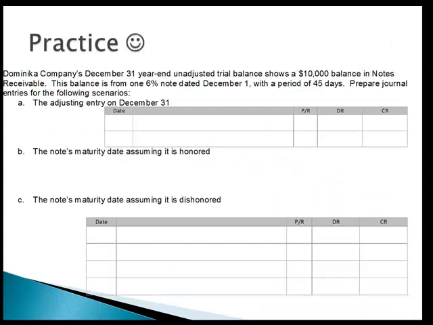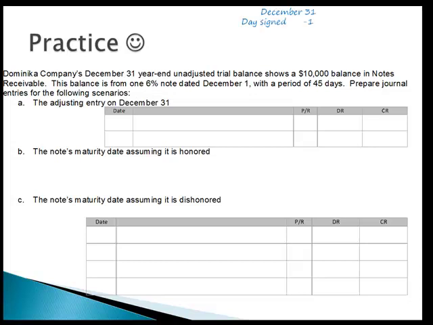All right, so here, let's do some practice. This is from your workout. Dominica Company's December 31st year-end unadjusted trial balance shows a $10,000 balance in notes receivable. The balance is from a 6% note dated December 1st with a period of 45 days. Prepare journal entries for the following scenarios. The adjusting entry on December 31st.